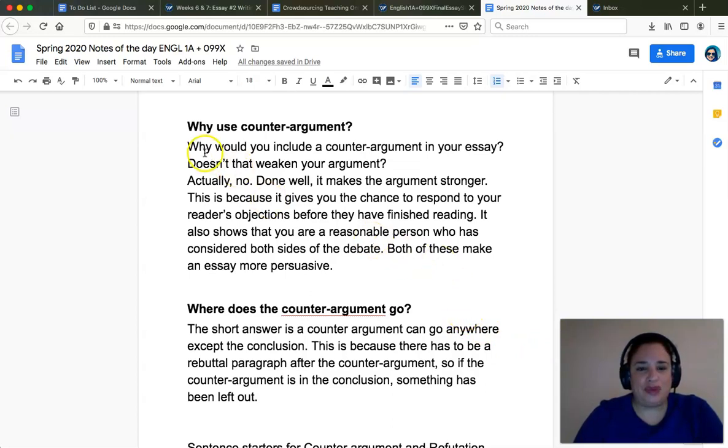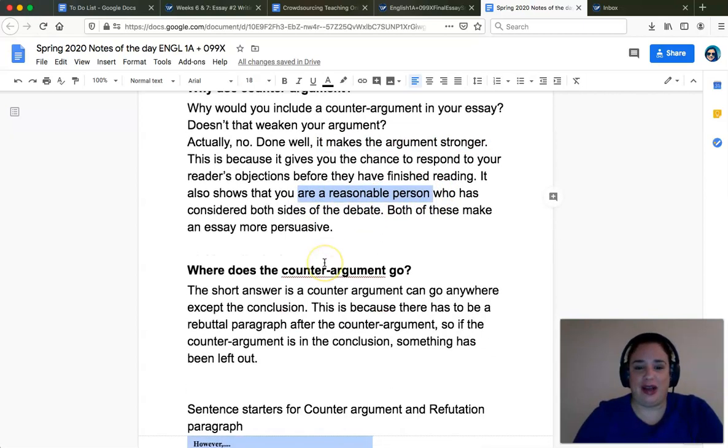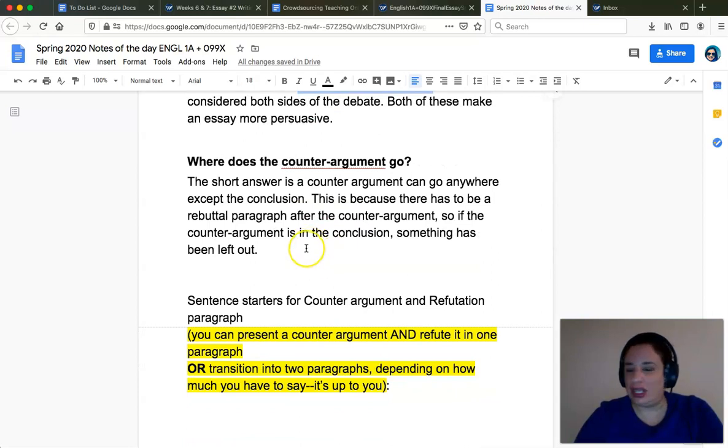But just as a reminder, some people say, is it a good idea to include a counter argument? Does it weaken your argument? No, it makes it stronger because it gives you a chance to think about the opposition and show that you are a reasonable person who considers both sides of the debate. So where does it go? It can go anywhere.